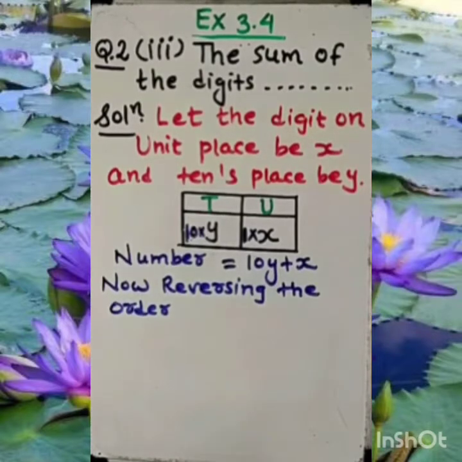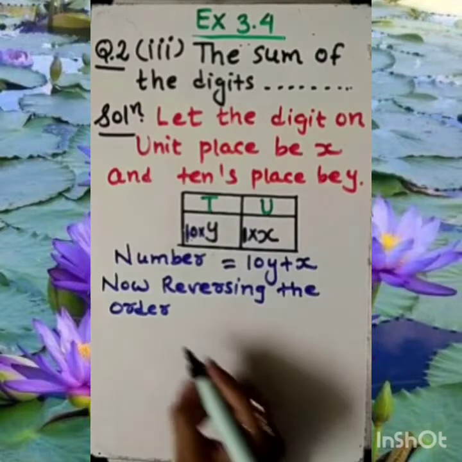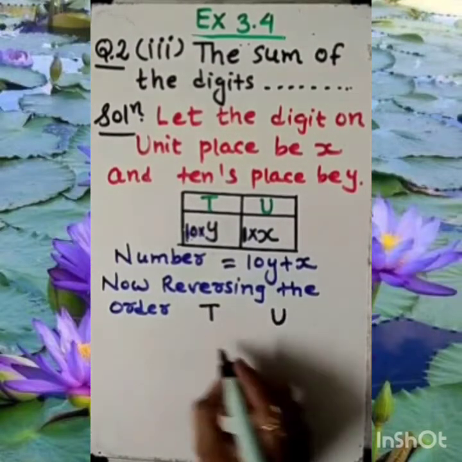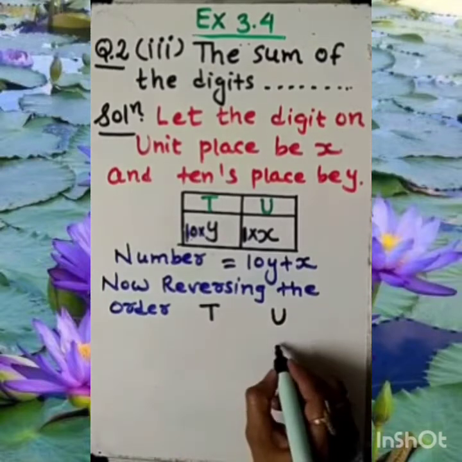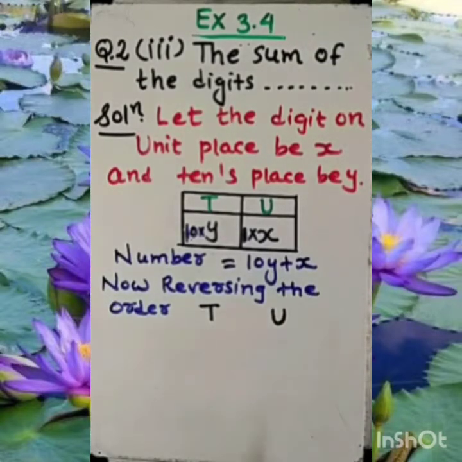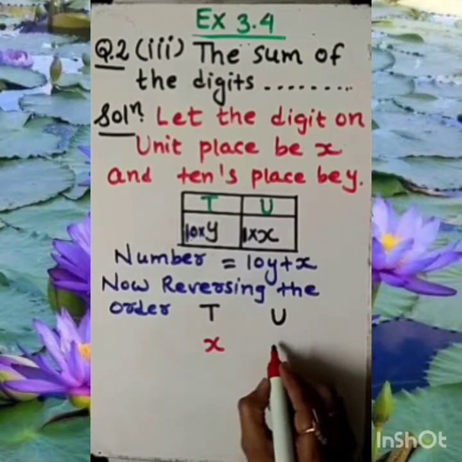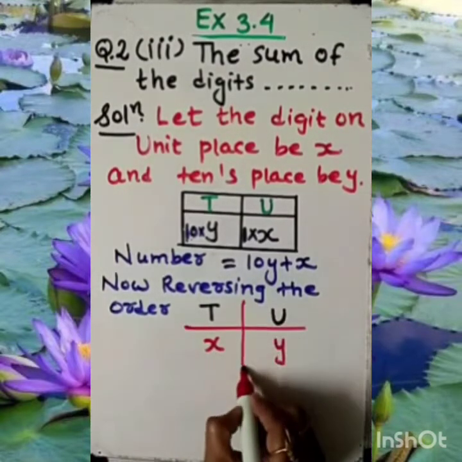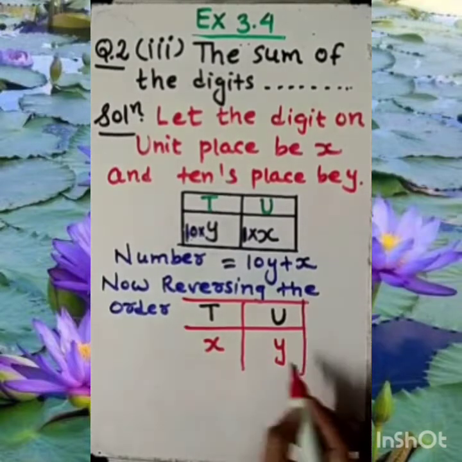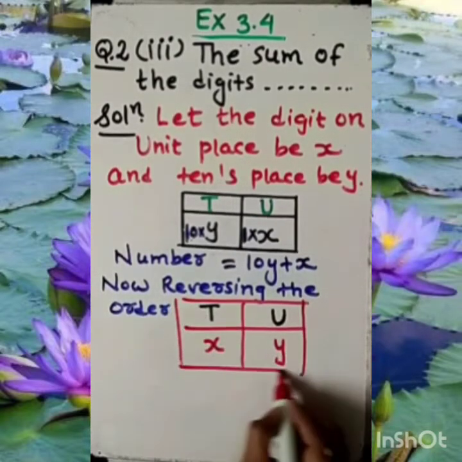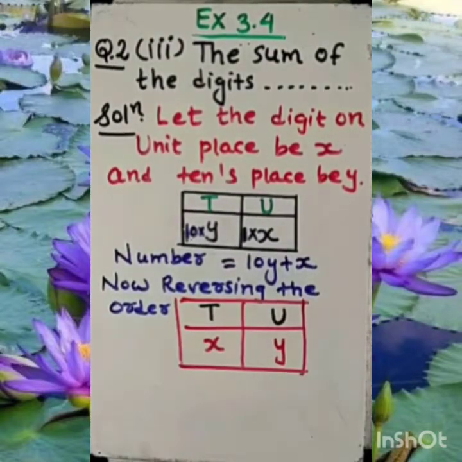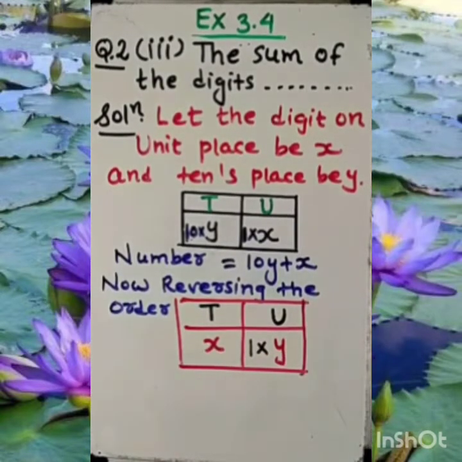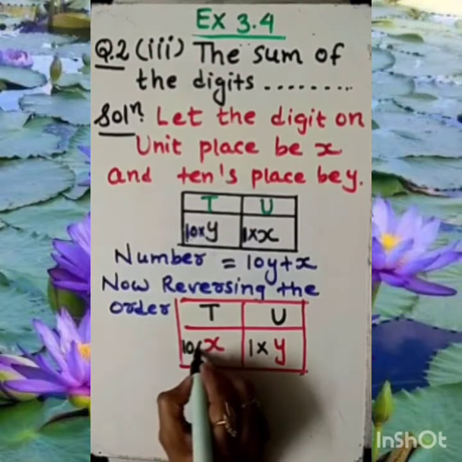Here it is given we are reversing the digits. Then this will be tens, this will be unit place, and this time x will become this. Here we need to mention this will become x, and y will become the unit place digit. So let's note this down also. And as we know, the unit place digit will be multiplied by 1 and the tens place digit will be multiplied by 10.